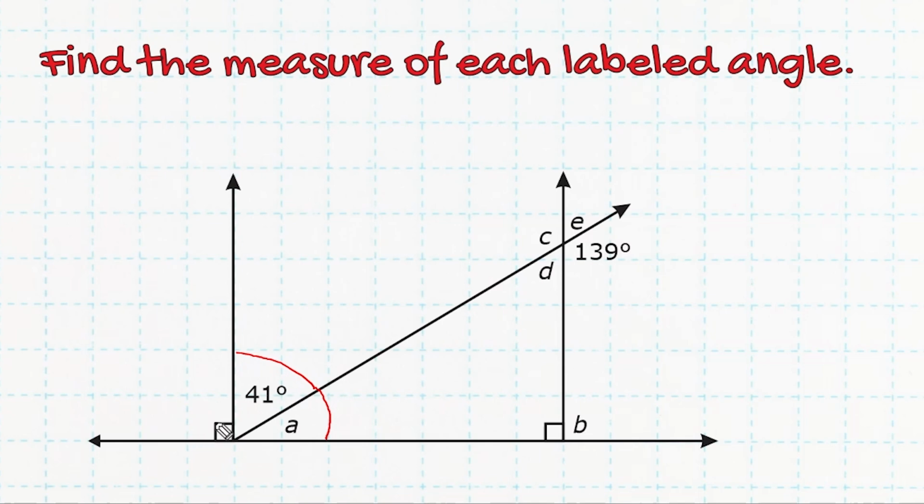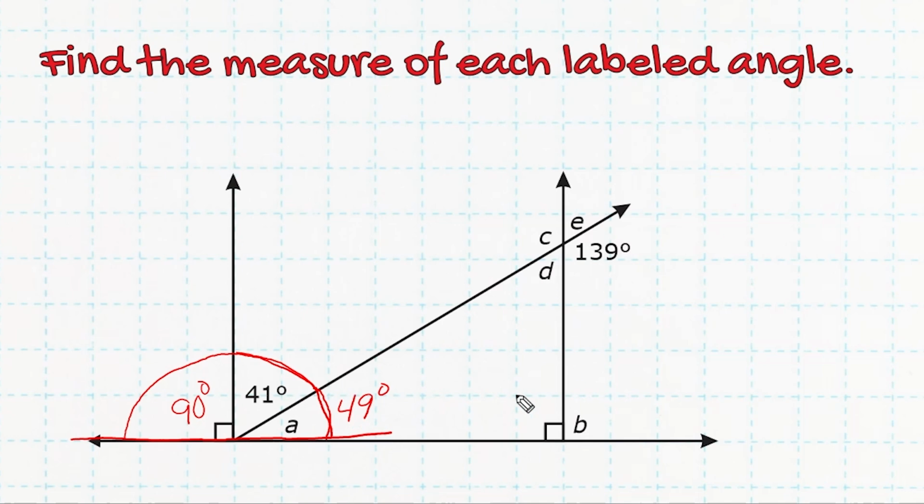Now we can see that this angle here, because of the symbol, is 90 degrees. So this angle and these two angles over here altogether have a sum of 180 degrees because they form a straight line or a straight angle. So to find angle A, all we have to do is subtract 41 from 90 degrees, and that would give us 49 degrees.